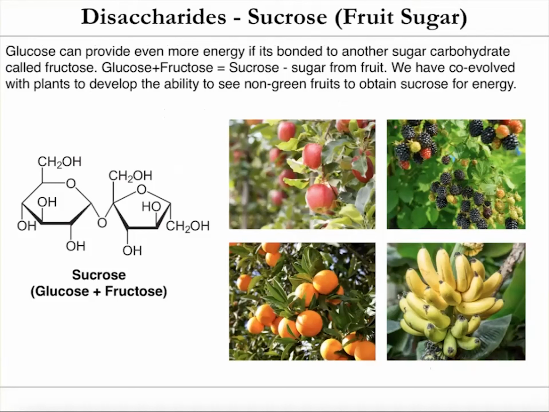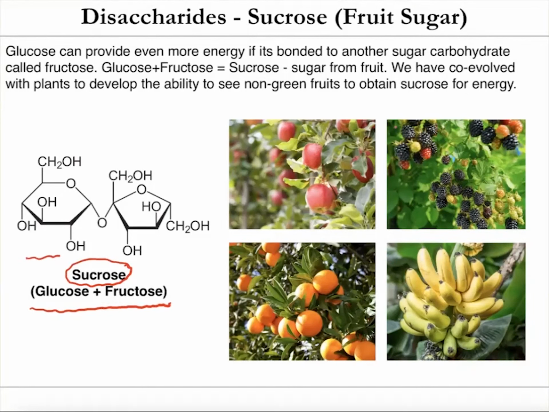So glucose is a really energy rich molecule, but it can actually provide even more energy if you took glucose and bonded it to another sugar carbohydrate called fructose. What you get when you do that, you take glucose and attach it to fructose, is you get this molecule here, sucrose. And so sucrose is basically the sugar from fruit. So all these fruits that you eat, an apple, an orange, blackberries, banana, they contain sucrose. So that's glucose plus fructose.